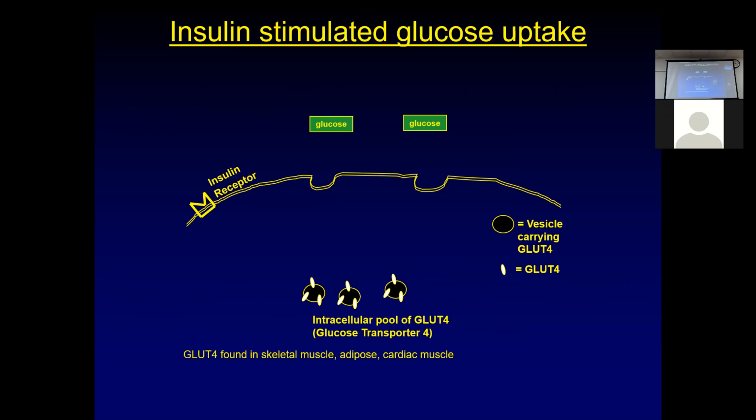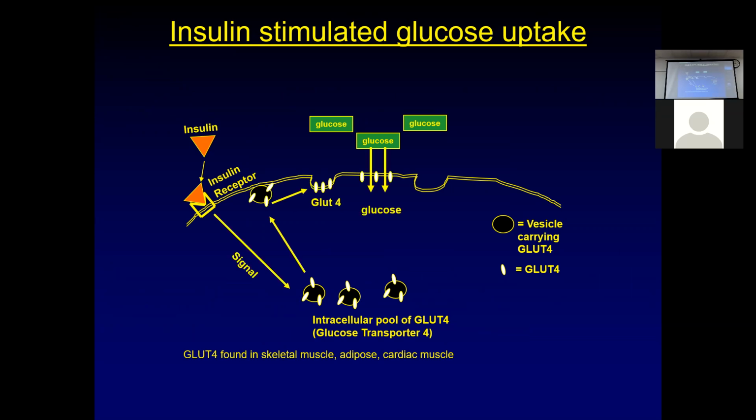So this is what this looks like. Insulin-stimulated glucose uptake. This is a muscle cell, right? We've got a capillary here. There's glucose in the capillary. There's insulin in the blood. It binds to its receptor.